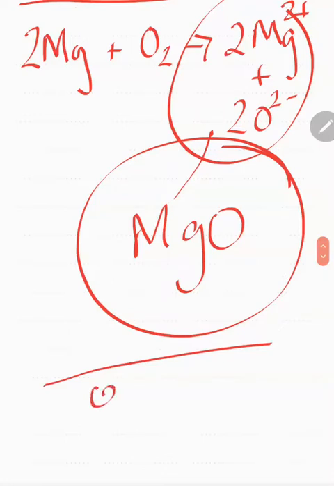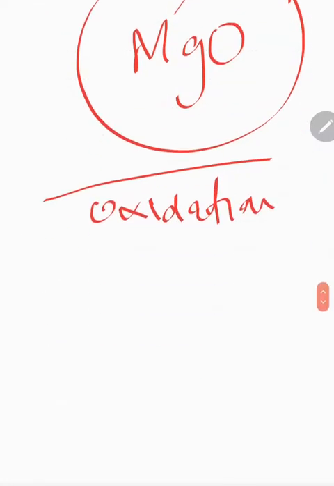Now let's look at oxidation states. What do we mean by oxidation states? Simply understand an oxidation state as the number of electrons contributed by each atom when they form a compound. So magnesium is in group 2. It gives up 2 electrons. So the oxidation state of magnesium is +2.